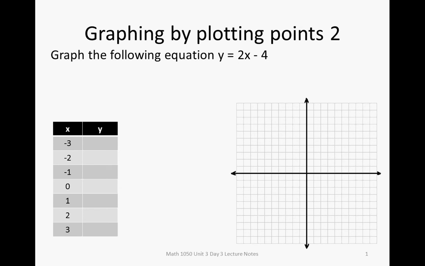Again, we're going to have a range of x from negative 3 to positive 3. So this equation, y equals 2x minus 4, I'm going to start with negative 3 substituted in for x. So negative 6 minus 4 is negative 10. That's the first value. And again, I would like you to complete this table. So pause this presentation, complete the table.